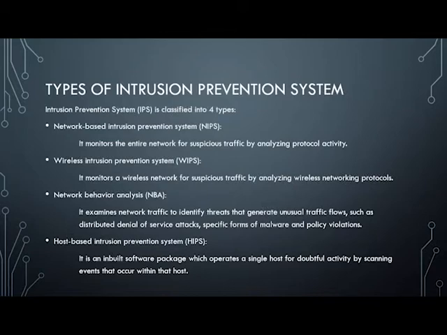protocols. A third type of intrusion prevention system is called network behavior analysis or NBA. Network behavior analysis looks at network traffic in an effort to locate threats that cause unusual traffic flows, including distributed denial of service or DDoS attacks and policy violations.